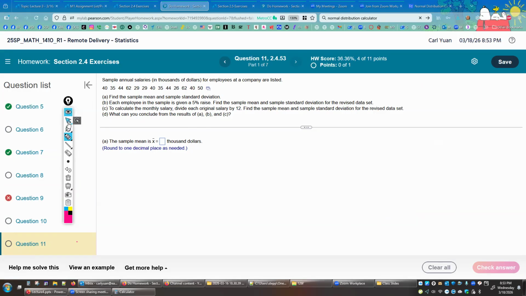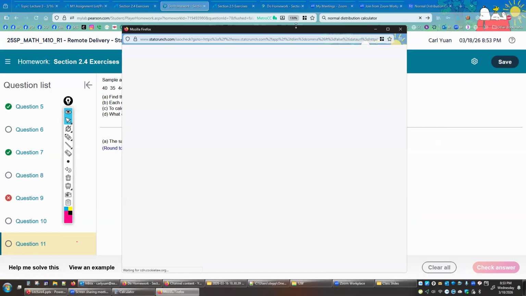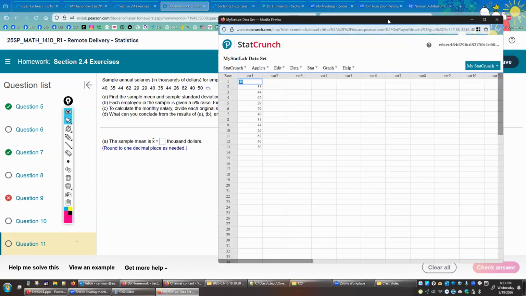So let's see how we can work this out using StatCrunch. To bring up StatCrunch, click on the icon and click open in StatCrunch. And you will get the data loaded on column 1.